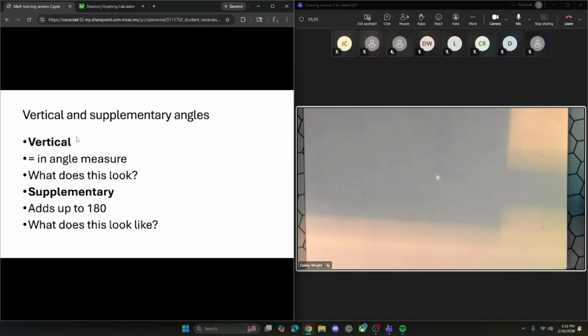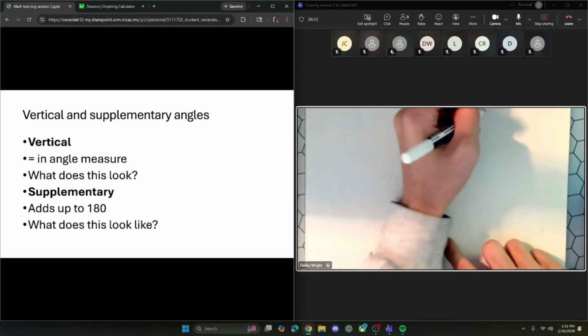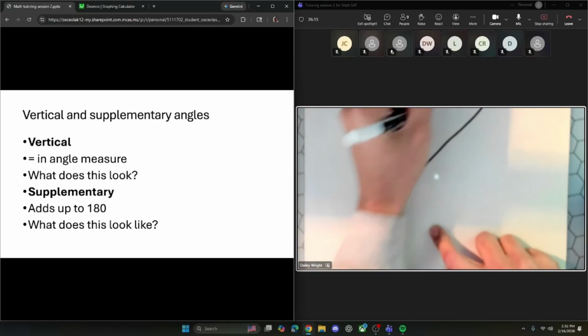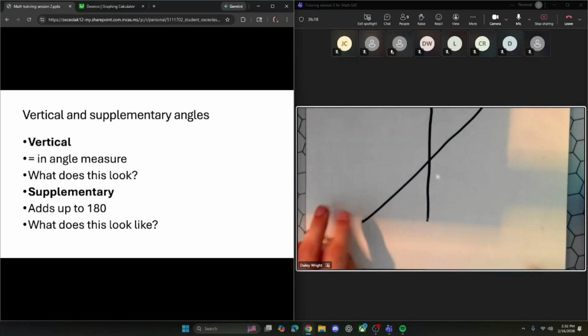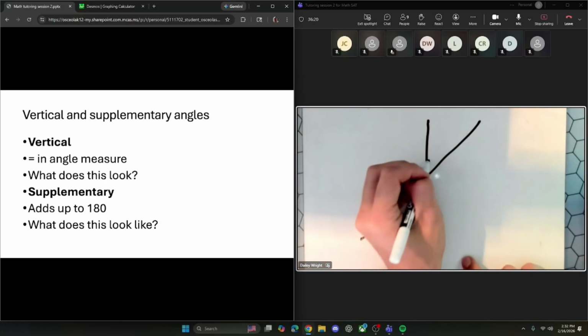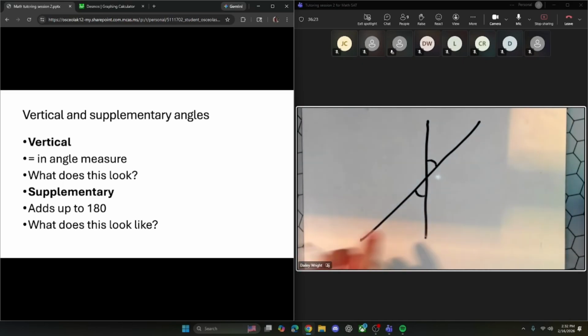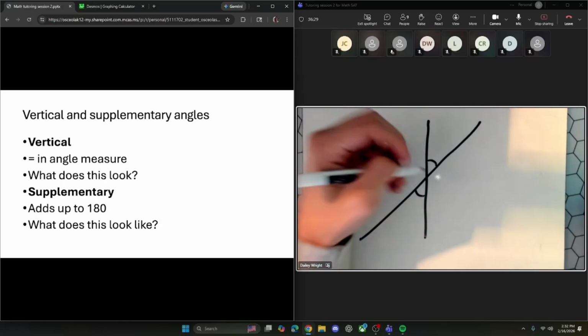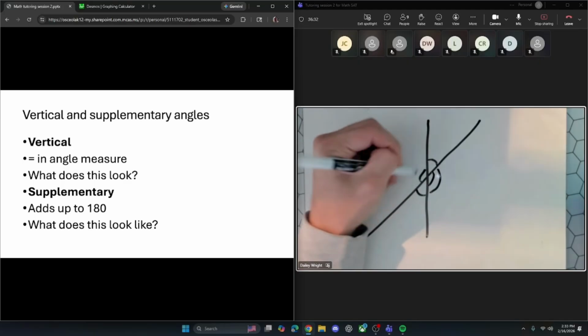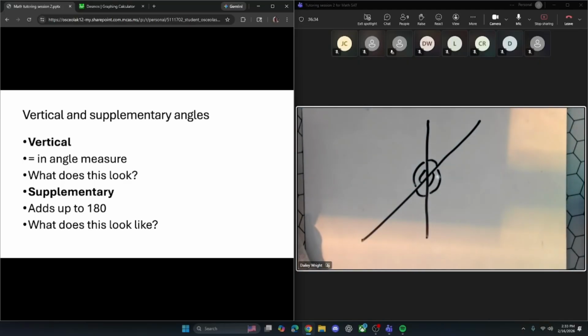Vertical and supplementary angles. So vertical angles are angles that are across from each other, and what they are is they are equal in angle measures. So you have no clue what I'm talking about unless you know what vertical angles are. So I'm going to draw out a situation for you. Say you have these two lines intersecting. These two angles are across from each other, and they are going to be vertical angles.